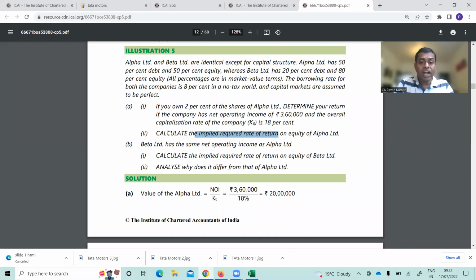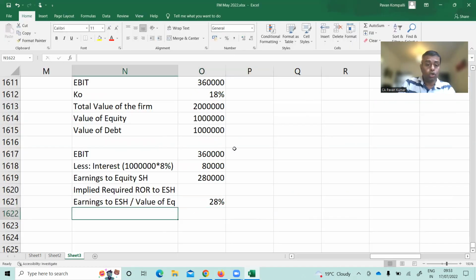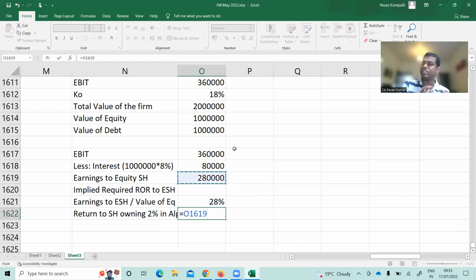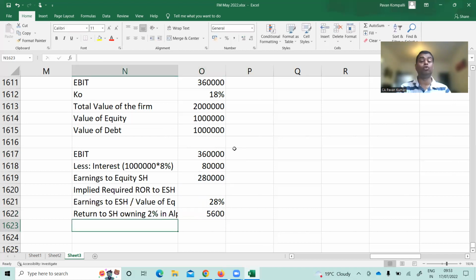A1 is over, A2 is over, but they said you have 2% of shares of Alpha Limited. So return to shareholder owning 2% of shares in Alpha. Total equity shareholders are getting 2,80,000. Total, all equity shareholders put together, are getting 2,80,000. In that 2,80,000, your share is 2%. So you will get 5,600 rupees.